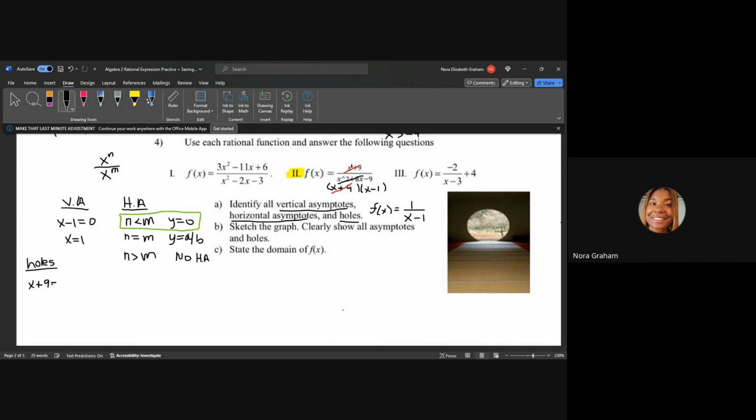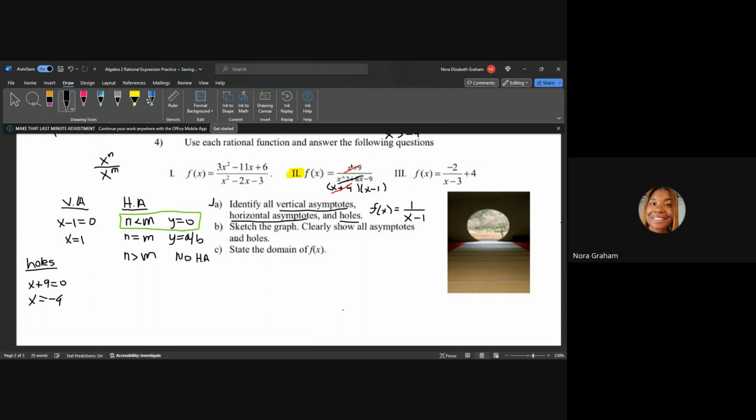And then we solve for x. So that means our hole is going to be at x equals -9. Okay, so that's going to be our hole in our graph. All right, so we found everything they asked for us in A.